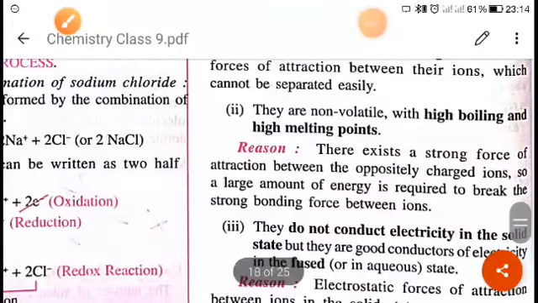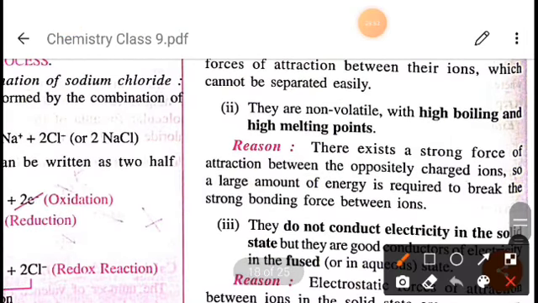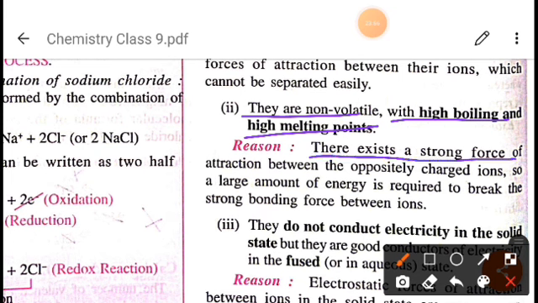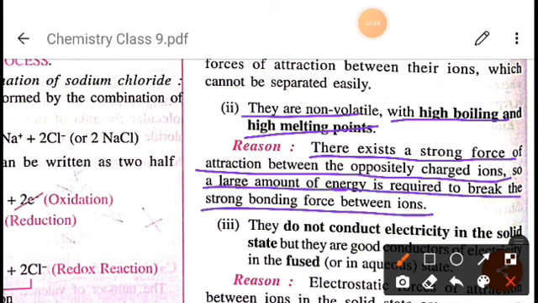Now next is they are not volatile, with a high boiling and melting point. They will not volatilize easily. Why? Because a strong force of attraction exists between the oppositely charged ions, so a large amount of energy is required to break the strong bond formed between the ions. Since the force of attraction binding this ionic compound is very strong, its boiling point and melting point are high, right?